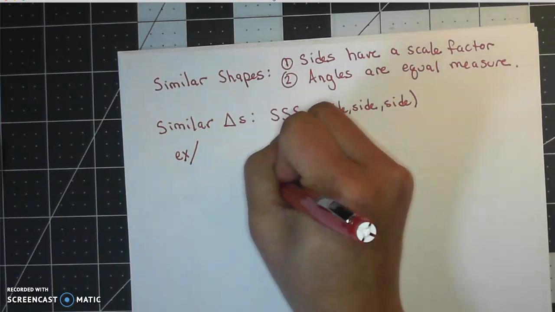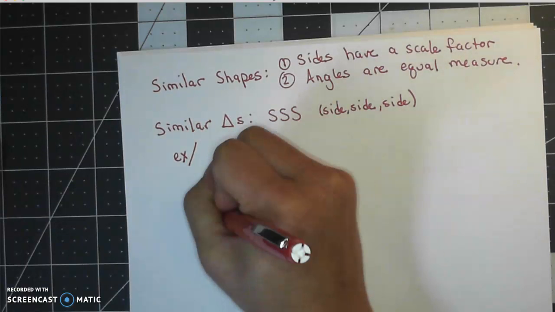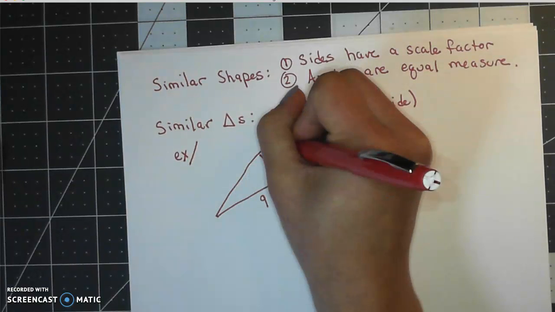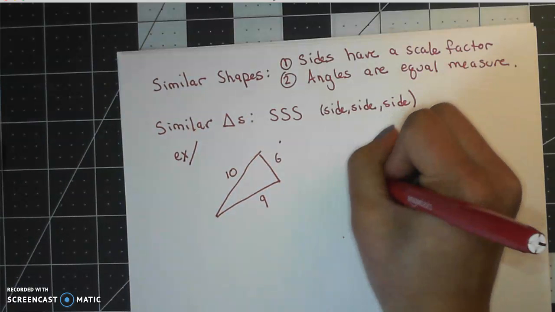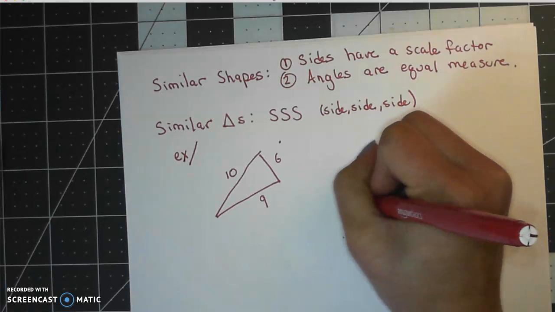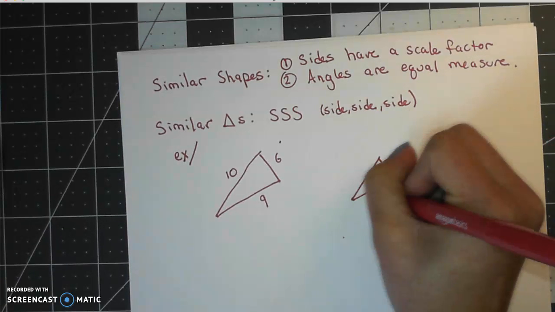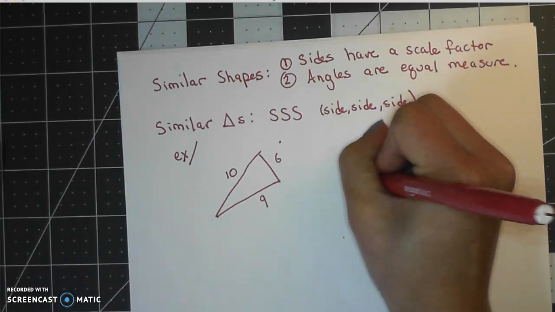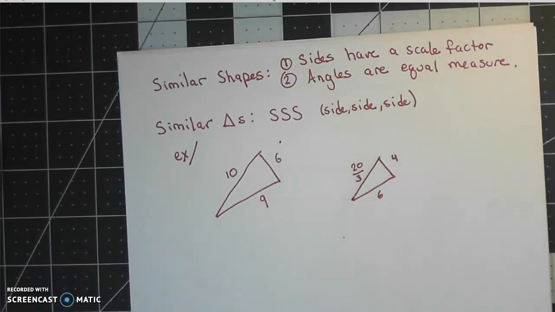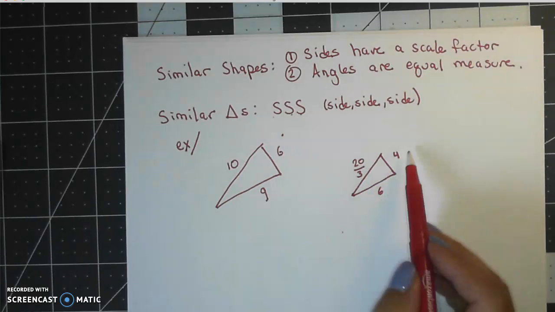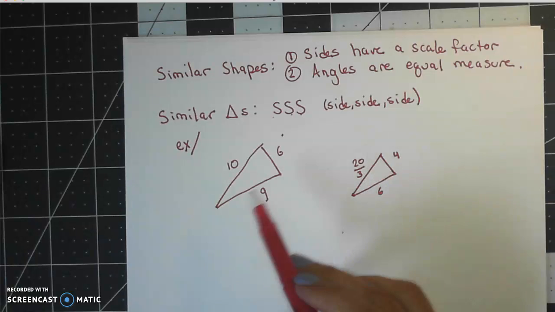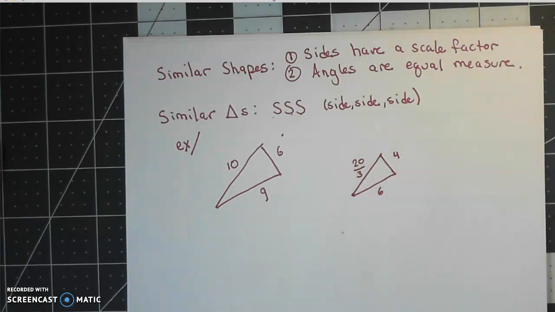I have this triangle. My sides are 9, 6, and 10. And I have this triangle, and my sides are 4, 6, and 20 over 3. And I know the sides, SSS, of both of these triangles. I need to know if they are similar, yes or no. Is there a scale factor?